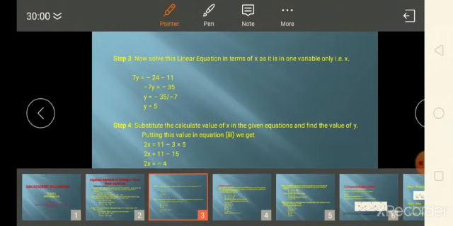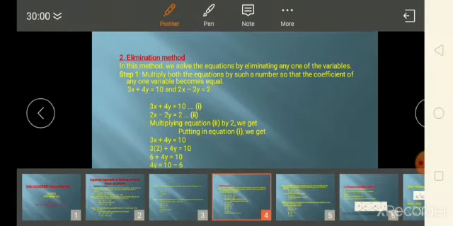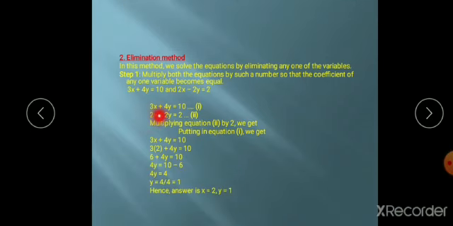Let me see the elimination method. In the elimination method, you have to eliminate any one of the variables, and for that you have to see two conditions. The coefficient of x or the coefficient of y should be the same. If it is not, you have to make them equal. And the second condition is that the signs of the equal coefficients should be different. So first one is same coefficients and second one is different signs. So here if you see in this example, the coefficients are not equal and the signs are also not equal. But we have to make them equal.